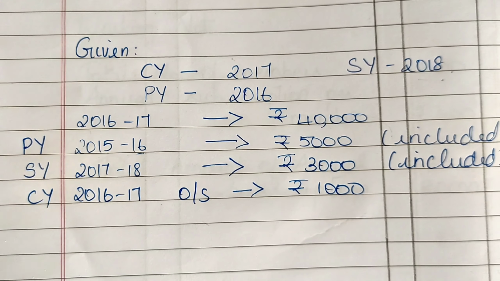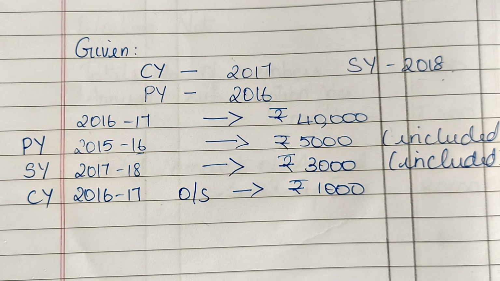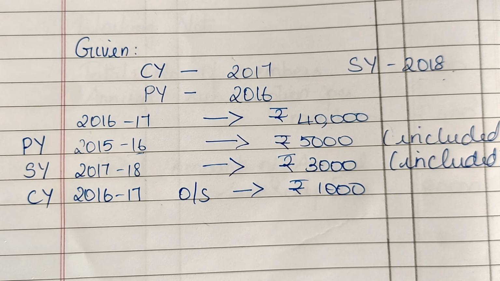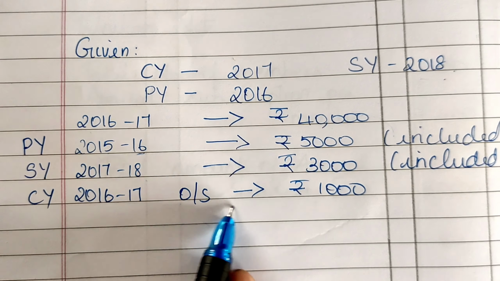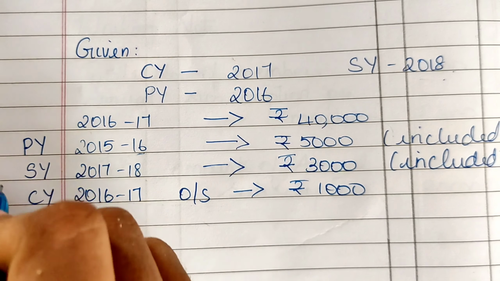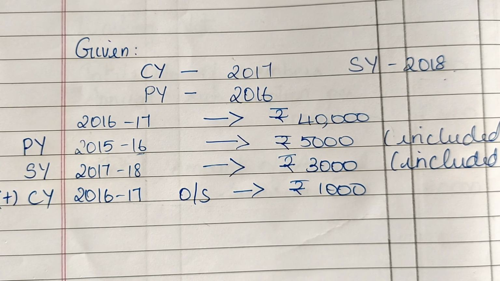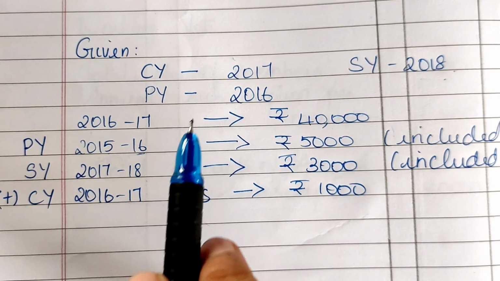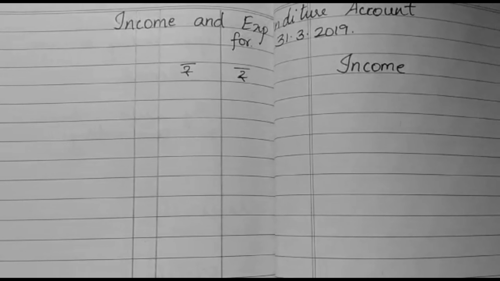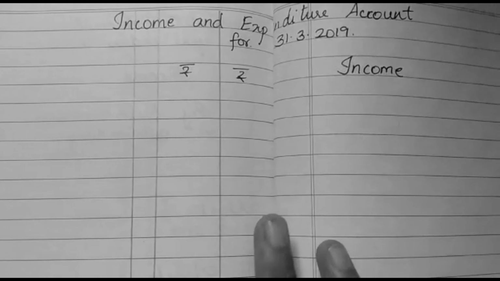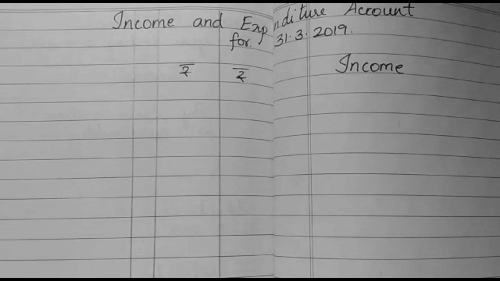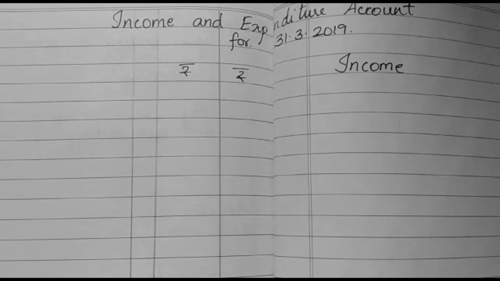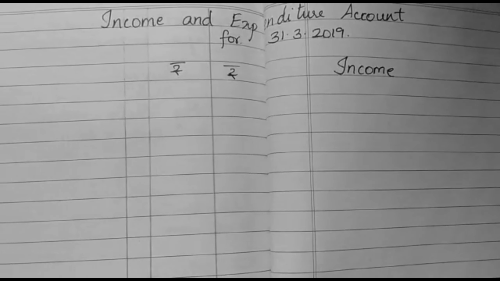As we already discussed, it is very clear. Current year items we must keep. Previous year or subsequent year items we must remove. So the current year item we have is this outstanding of 1,000 rupees, which we are going to keep and add, and the subsequent and previous year we subtract. Let's start with the income and expenditure account for the sum. Whatever is for the current year we keep, and whatever is for the previous and subsequent year we subtract. So first we are going to record subscription.